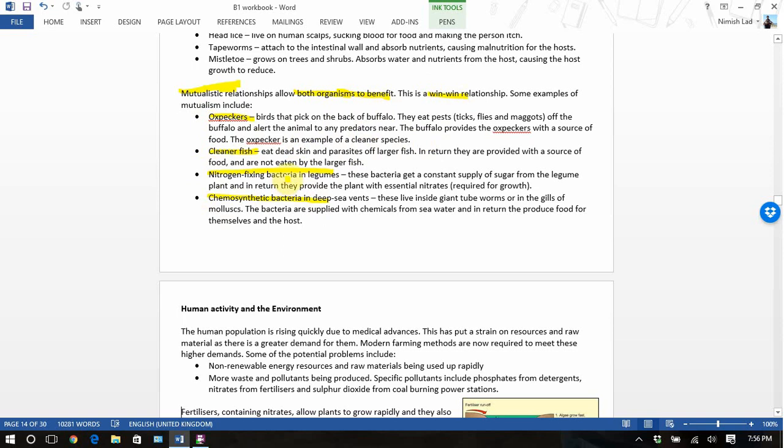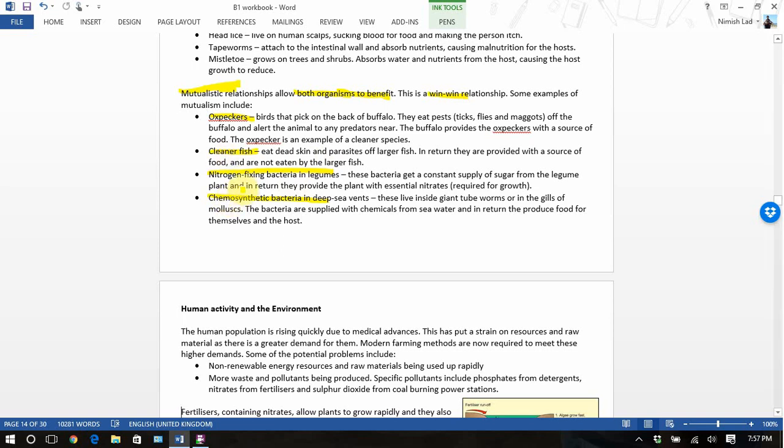So cleaner fish eat the dead skin and parasites off larger fish, and in return they're provided with a source of food, and they're not eaten by the larger fish. So the larger fish kind of looks after his buddy, because his buddy is eating the dead skin and getting rid of any parasites. It's quite nice.